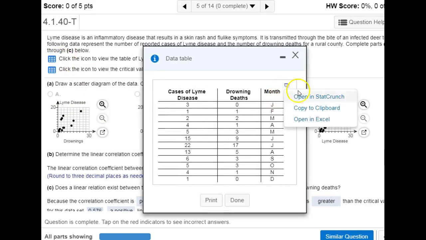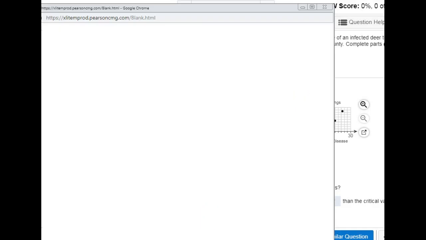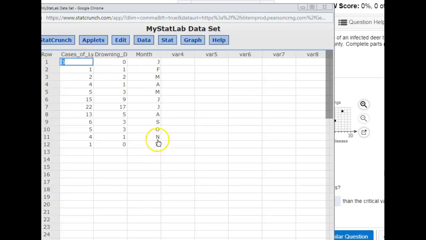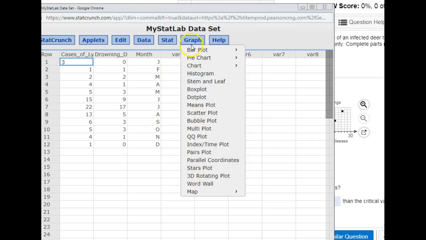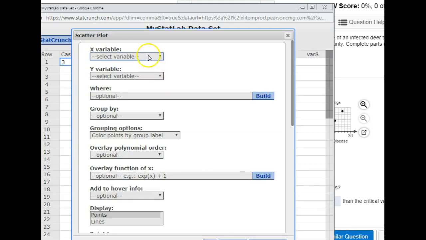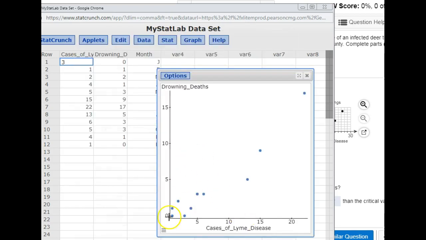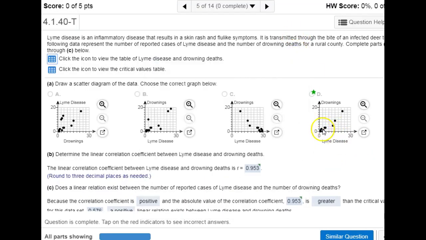So we want to open this up in StatCrunch. And there's some extra data here, the month of the year. That's not actually necessary for what we want to do. We just want our scatter plot connecting the cases of Lyme disease with the drowning deaths. And then when we hit compute, we see our scatter plot. So we're going to look for this pattern in one of the answers, and you'll see it's right here.